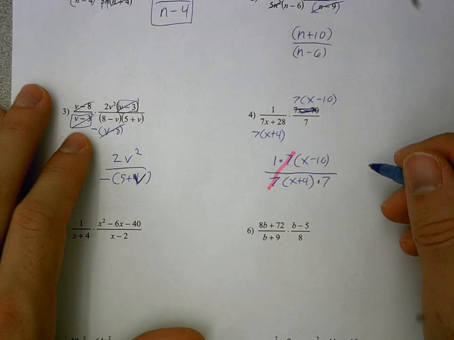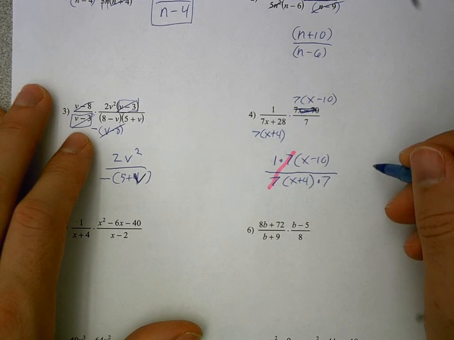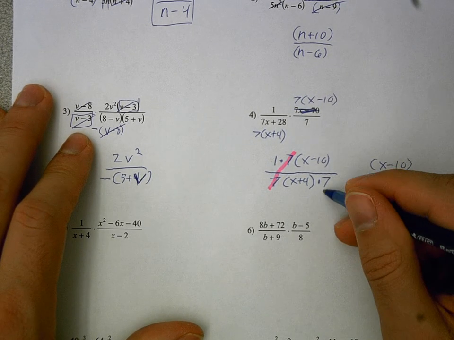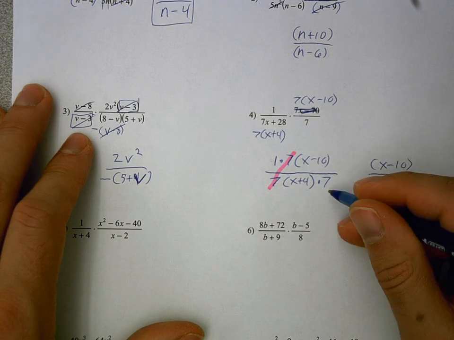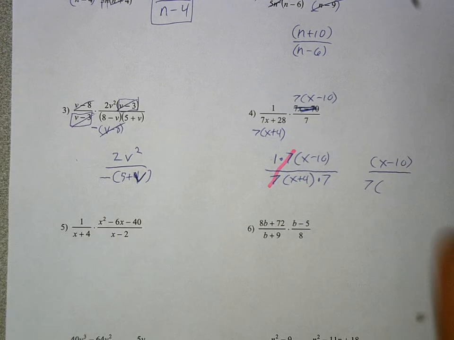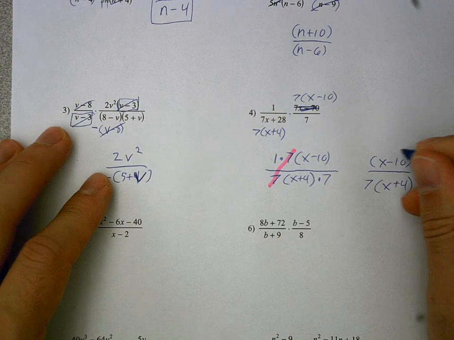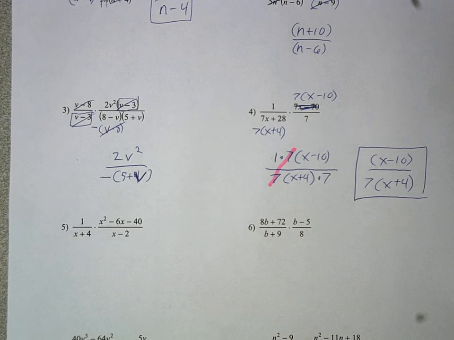So final answer for this one, you can have the 1 or not. I'd put the 7 out in front because that's how we normally write these. Number first, then factors that are in parentheses. X minus 10, x plus 4. That would be my final answer for that one.